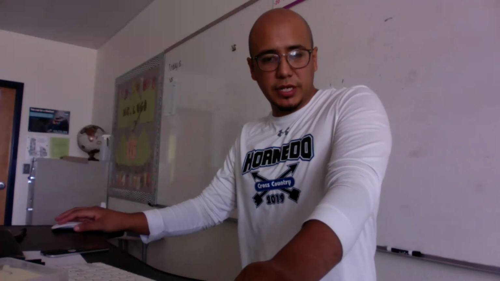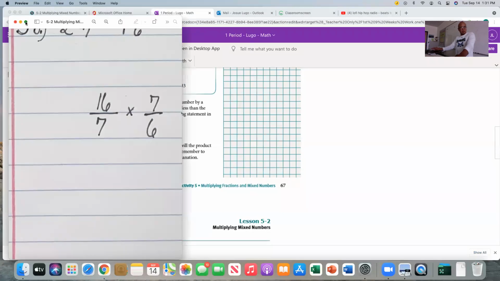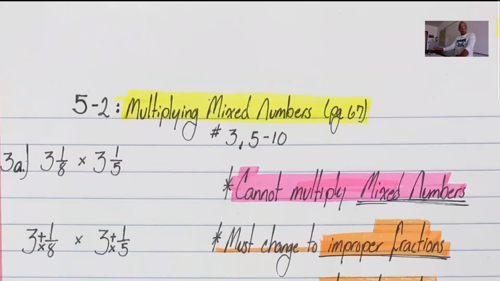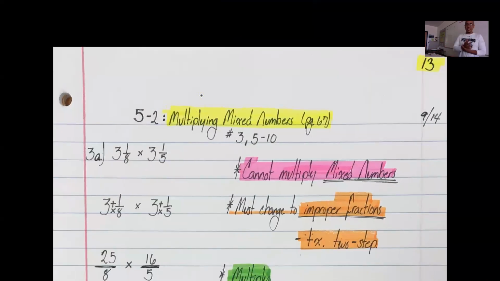Today, what I want to do is we are going to be going over lesson 5-2. And if we begin with the notes, again, these notes are found in OneNote. Feel free to pause the video at any point if you need to copy something down, or rewind it if you're lost or if you need to go over something again. But anyways, 5-2, multiplying mixed numbers.